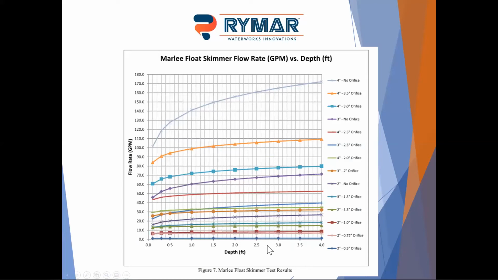So this is our skimmer flow rate chart from our testing. It has all of our different skimmers and orifice configurations up to our 4-inch skimmer. And you can see that all of them have a slight increase in rate from 0 to 4 feet. So often skimmers are thought about as constant flow, constant head devices. Testing has shown that's not entirely true. There's generally about a 25% increase in flow rate as you increase from 0 to 4 feet of depth.